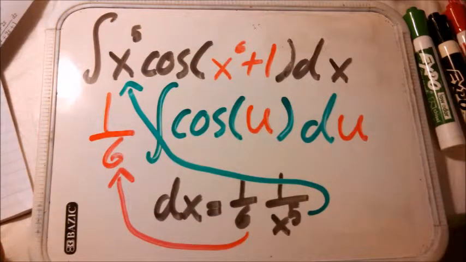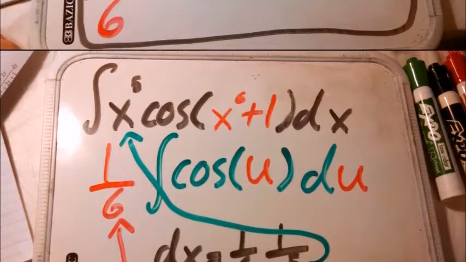Now we do the actual substitution. We substitute the x to the sixth plus 1 with u, and as we solved before, the dx is substituted with 1 over 6 times 1 over x to the fifth. As we can see, the 1 over 6, since it's a number, is going to stay the same no matter what we do, so we put it on the outside of the integral. And we can see that the x to the fifth and the 1 over x to the fifth cancel each other out. Anything times 1 still stays the same. And that is how we get 1 over 6 times the integral of cosine u du.